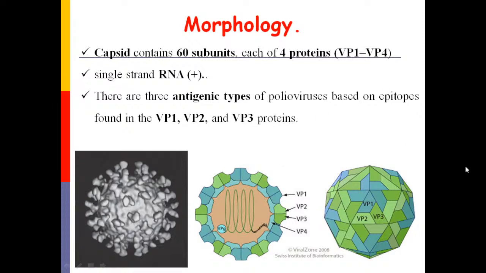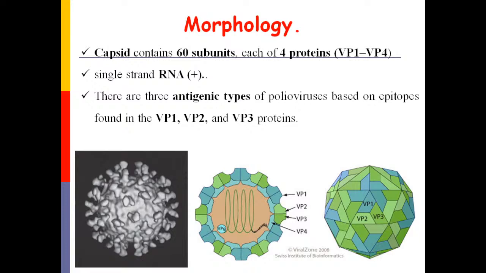Firstly, about morphology. The capsid of poliovirus contains about 60 subunits. Each subunit consists of 4 proteins. They are called VP1, VP2, VP3, VP4. VP means viral protein. So one subunit consists of 4 viral proteins, and such subunits are included in the structure of poliovirus. There are about 60 subunits in a viral particle.